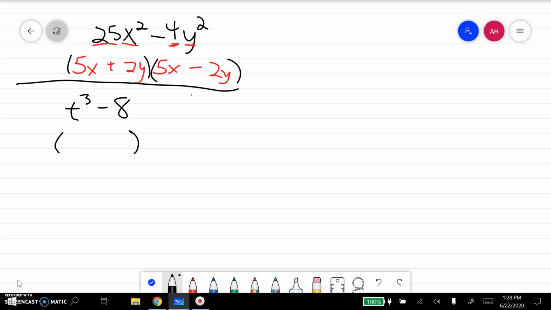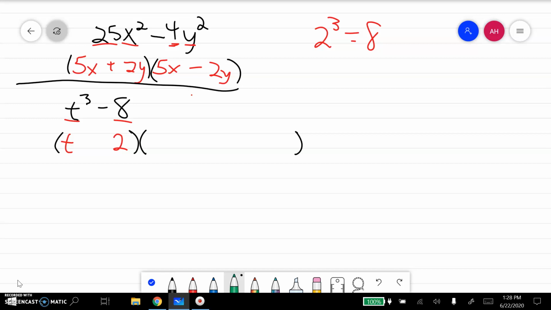So the first set of parentheses that you use with cubes, you just write down what you would cube to get each term. So to get t cubed, you would cube t. And to get 8, 8 is 2 cubed. So we're going to use 2. Leave the signs out. Okay, the second set of parentheses always has 3 terms. This is the one time where you factor where you have a binomial and a trinomial.